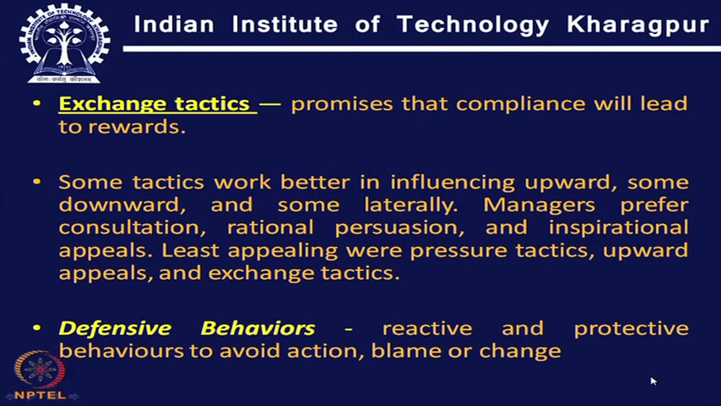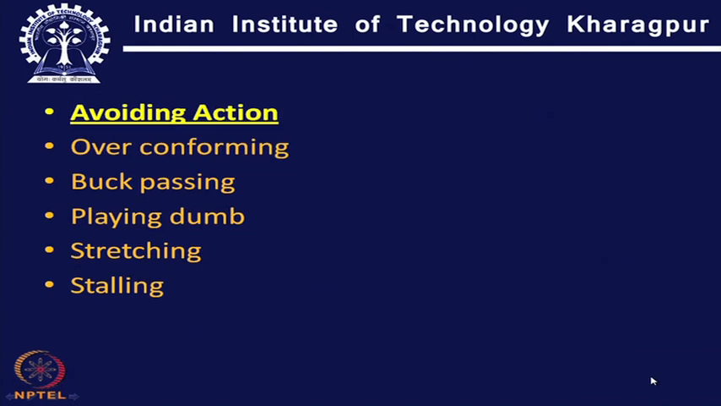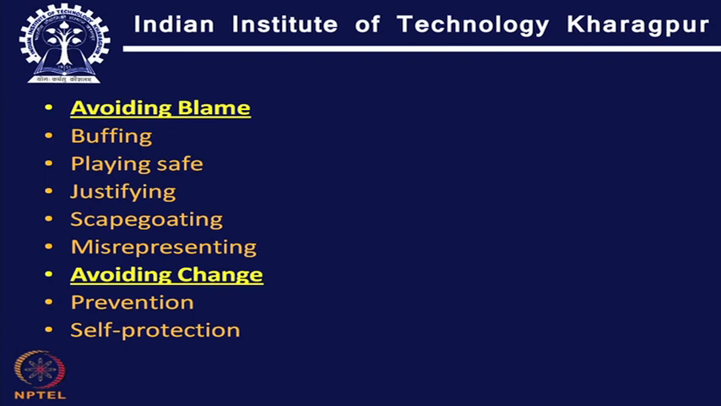Defensive behaviors again are reactive and protective behaviors to avoid action, blame or change. Avoiding action is what we do by over-conforming, buck passing, playing dumb, stretching and stalling. Avoiding blame is buffing, playing safe, justifying, scapegoating. Avoiding change is prevention and self-protection.